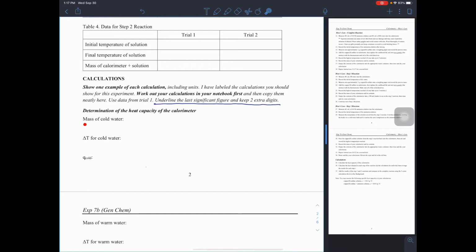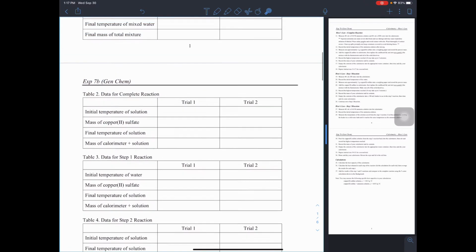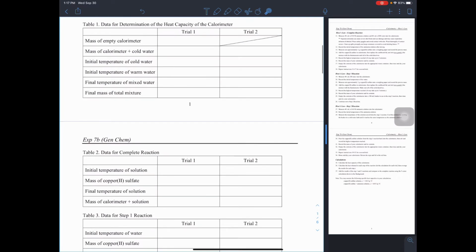Okay, so first up is the mass of the cold water. You're going to look back through your data, and what you need for that one is the mass of the calorimeter and the cold water, and subtracting the mass of the calorimeter. Now, the way that the words are written out here can help us if we get a little confused as to what we should be adding or subtracting.